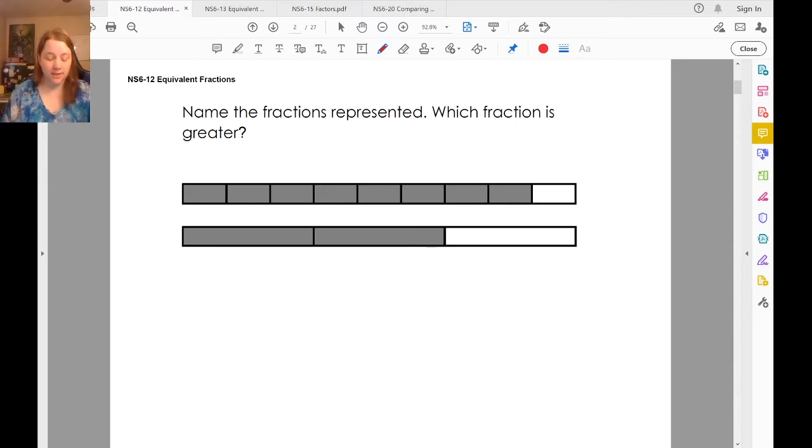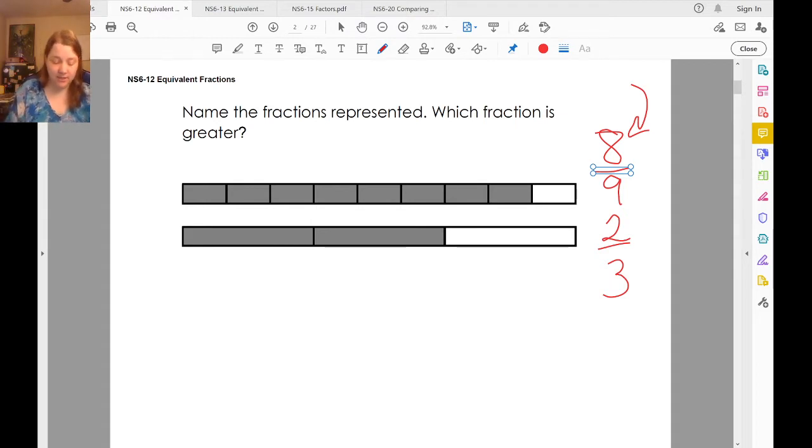Now, if we were to look at these fractions, I would see that there are 1, 2, 3, 4, 5, 6, 7, 8, 9 pieces here, and 8 of them are shaded. Down here, there are only 3 pieces that make a whole. 2 of those are shaded. And I can see that 8/9 is greater because the bar extends out farther.